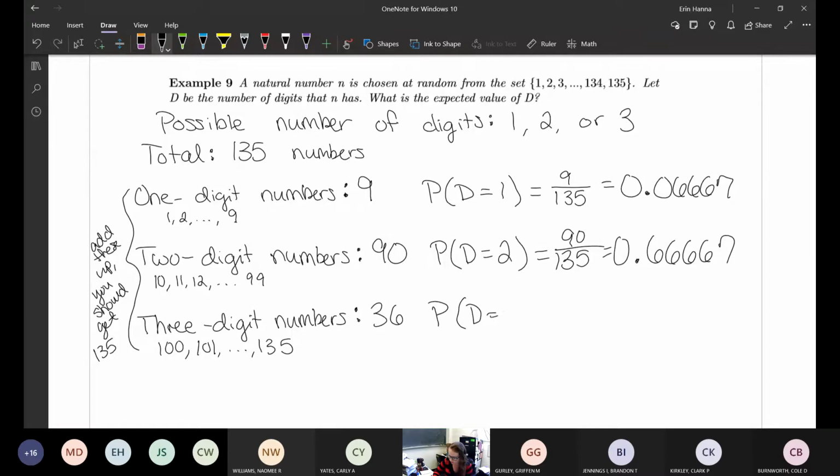So the probability that the amount of digits would be 3 is we have 36 out of 135. So 0.2667.